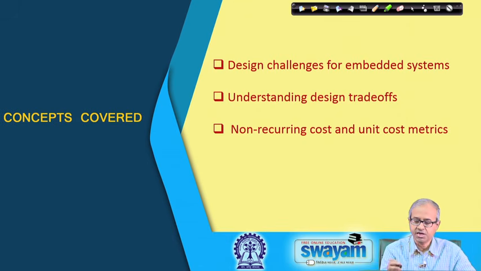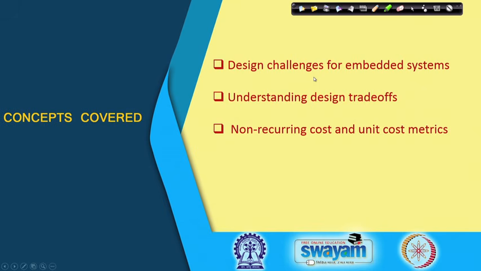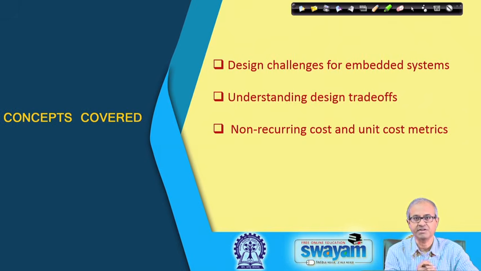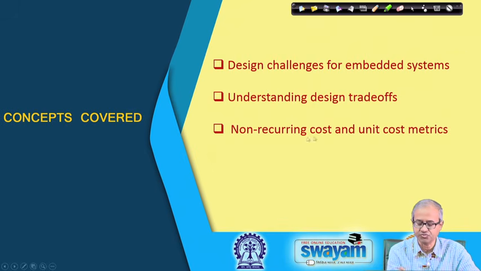These are the things that we shall be talking about as part of this lecture. So, we shall broadly be talking about the design challenges, as I said, and we shall also be trying to understand some of the more important design trade-offs. Design trade-off means there can be some conflicting parameters. You can try to improve one of the parameters, but it might degrade some other parameter. You cannot improve everything altogether. This is called trade-off. And there are some cost metrics which are quite important, non-recurring and unit cost metrics. Well, we shall also be talking about these.